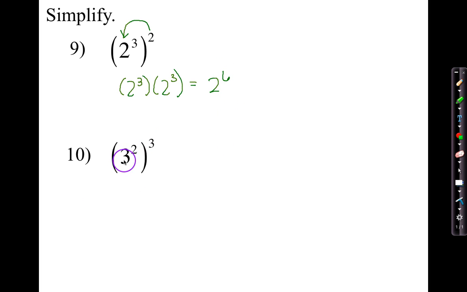Now here we have 3 squared cubed. So what's being cubed? 3 squared. So I'm going to write 3 squared 3 times. So here's 3 squared once, 3 squared twice, and 3 squared 3 times. Now, let's imagine we repeated it 2 times here, another 2 times here, and another 2 times here. We would have a total of how many? Hopefully your answer was, yet again, 6. So we're going to write 3 to the 6th power.